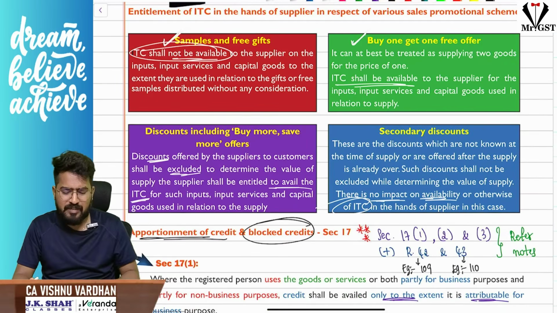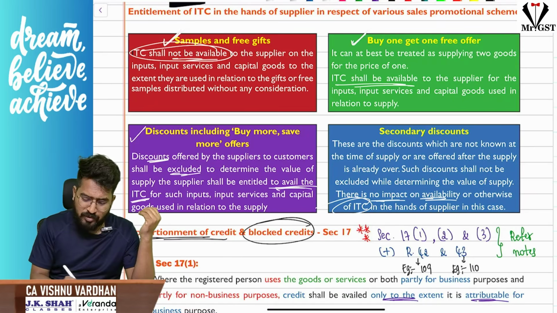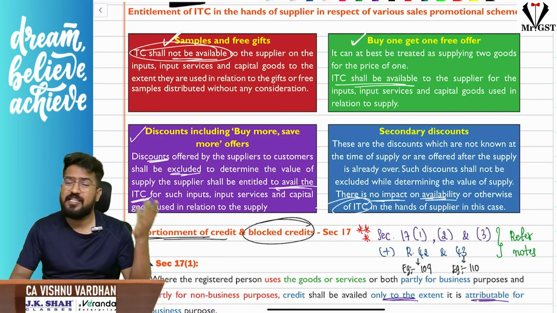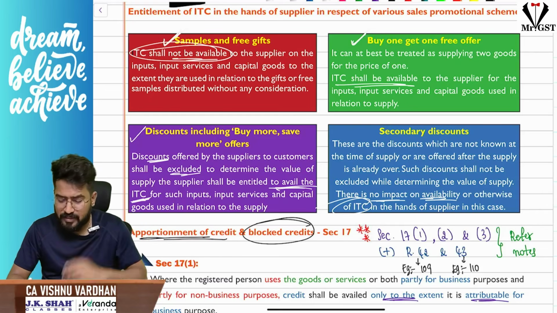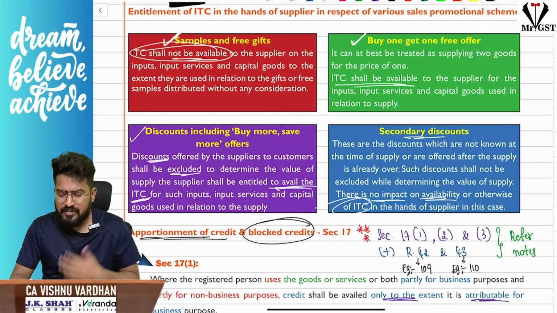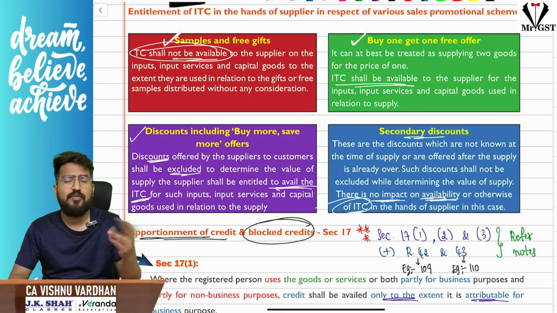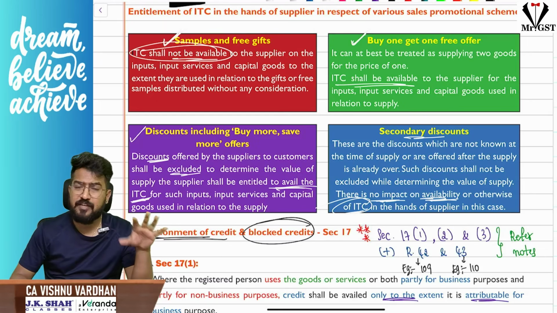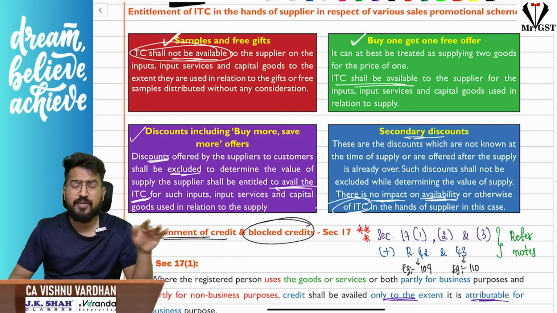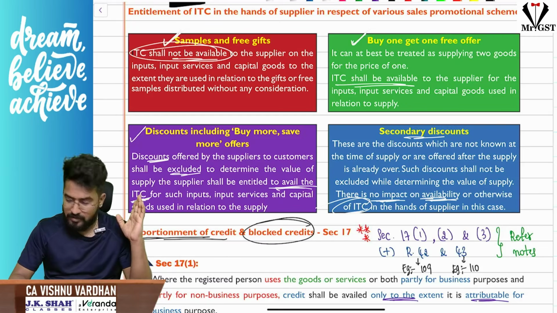The discounts given, sir, buy more save more, we have seen the discounts tax treatment already in the value of supply chapter, and you are eligible to avail ITC, sir. Just because you are giving a discount, it doesn't mean that you are not eligible for ITC or that you should reverse proportionate ITC. No, nothing like that. Secondary discounts will not have any impact on the availability of ITC as well, because tax liability itself will not be reduced. There will be tax and there will be ITC also. No need to worry. So simple, samples and free gifts, if you buy something for them, no ITC. Buy one get one free will not have any impact on your ITC. Discounts also will not have any impact on your ITC. So no reversal is required. That is the concept.